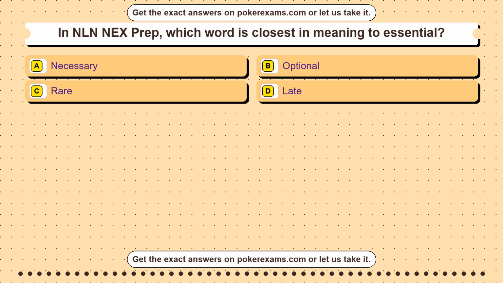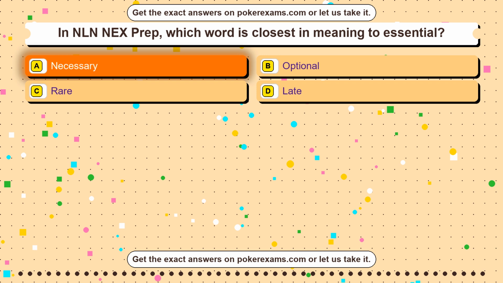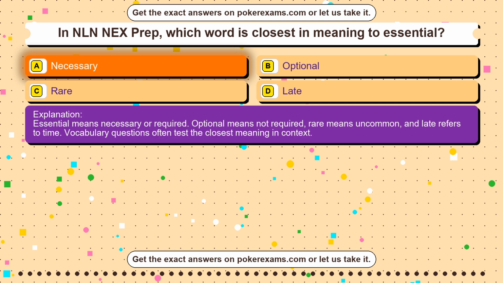Question 33. In NLN NEX Prep, which word is closest in meaning to essential? Option A necessary. Option B optional. Option C rare. Option D late. The correct answer is option A. Necessary. Essential means necessary or required. Optional means not required, rare means uncommon, and late refers to time. Vocabulary questions often test the closest meaning in context.